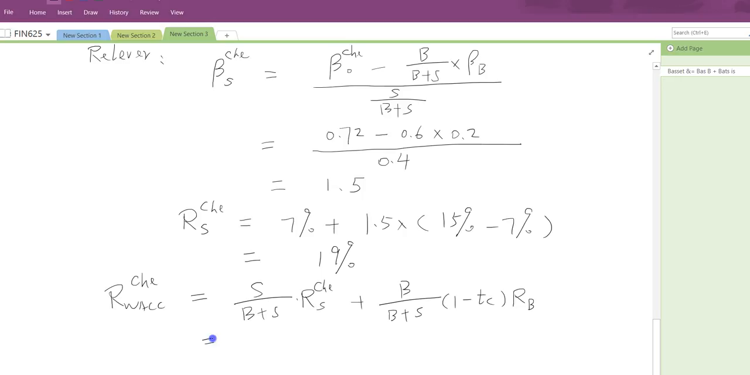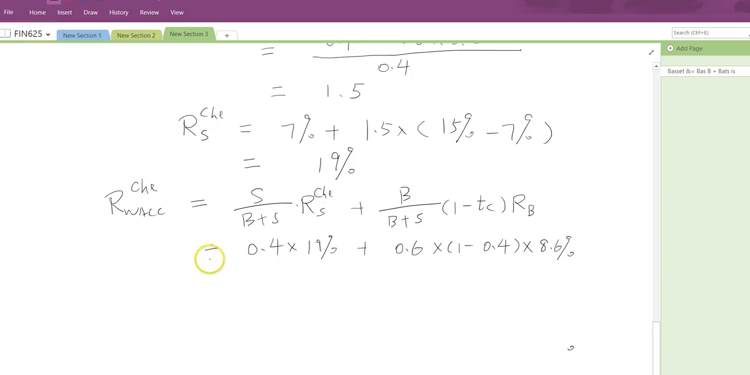So all these numbers are known. Now this is 0.4, remember, right? The debt capacity is 60%. So times 19%, plus 60% times 1 minus the tax rate, 40%, times 8.6%. So eventually, our weighted average cost of capital for the chemical division turned out to be 10.70%.